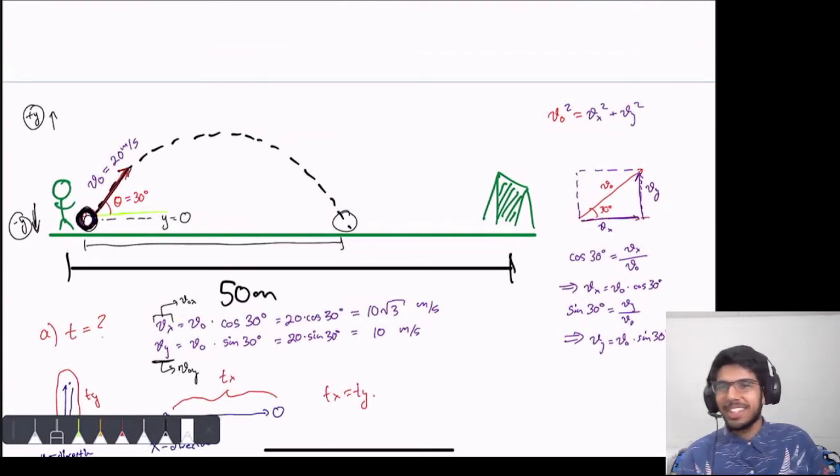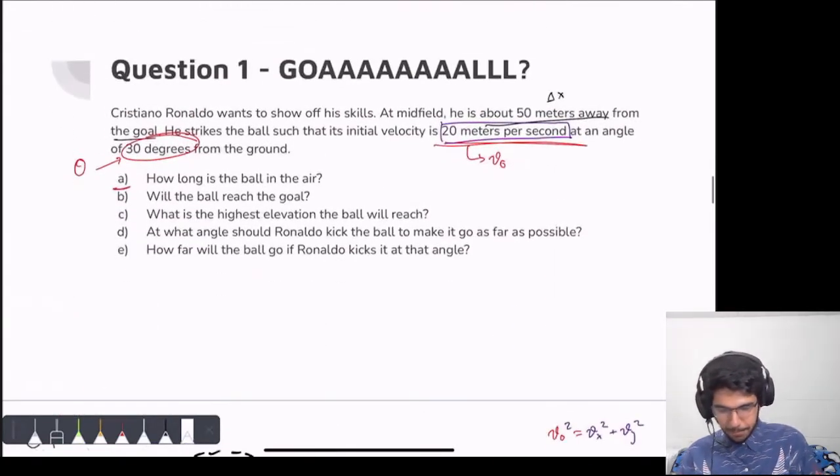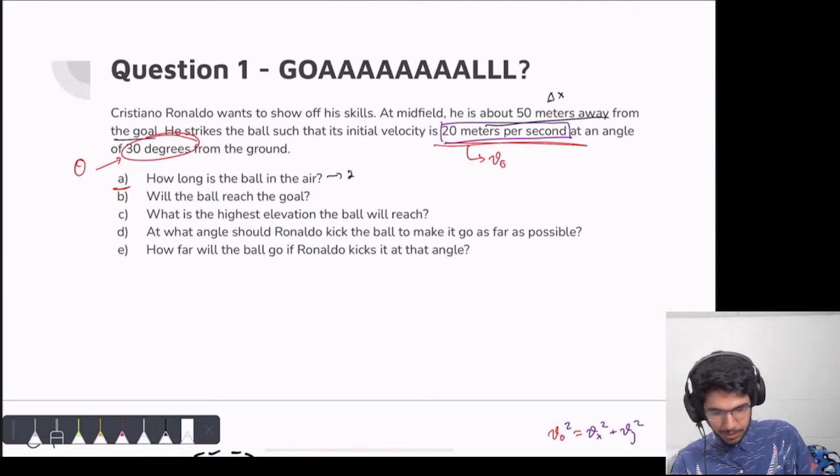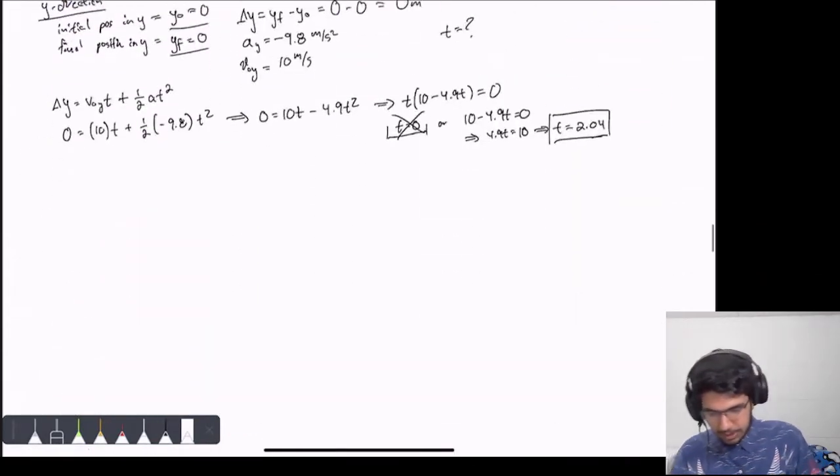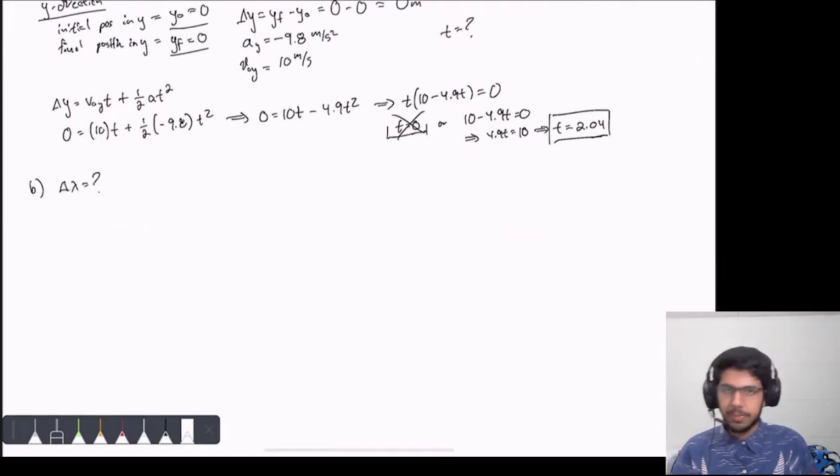Alright, so that was a pretty hefty part A, but the other part should hopefully be a little bit easier. Let's look at part B. So I'll just put this here, 2.04 seconds. B is asking, will the ball reach the goal? So we know that the goal is 50 meters away, so it seems like we want to find what delta x is and then compare it to 50 meters.